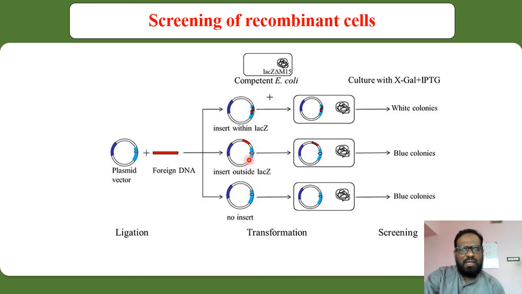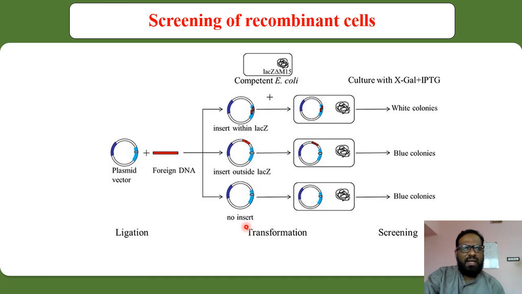In the second case, this is the selectable marker, this is the LacZ gene, and your gene of interest has been inserted at some other position, away from the selectable marker. Even if you use X-gal and IPTG, what will happen? The beta-galactosidase enzyme will be synthesized, and because of that, blue colonies will be formed.